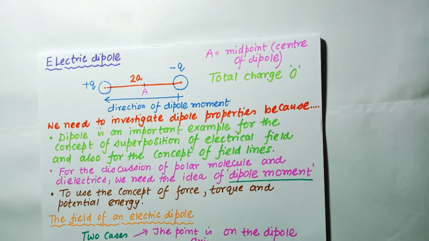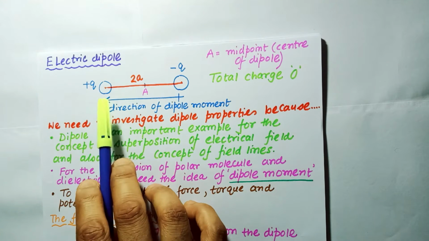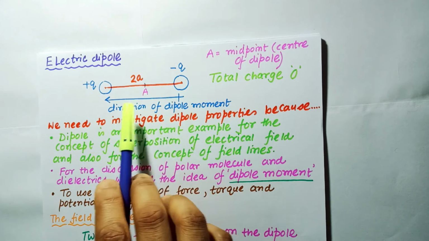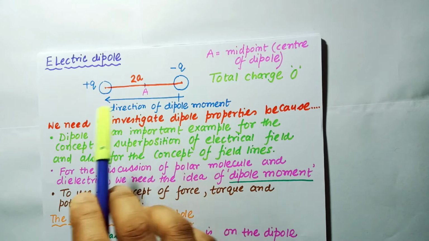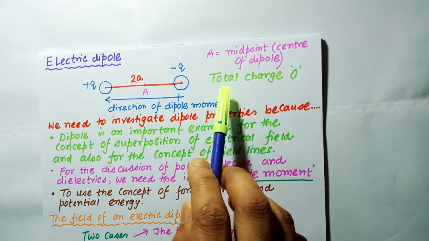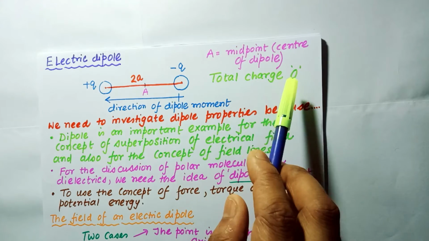So let's begin today's discussion. In our last video I discussed electric field lines and also the concept of electric flux. Today's topic starts with the electric dipole. You can see from the diagram here, the plus q and minus q charges separated by a distance of 2a are called an electric dipole, where a is the midpoint or center of the dipole, and the total charge of the electric dipole is 0.